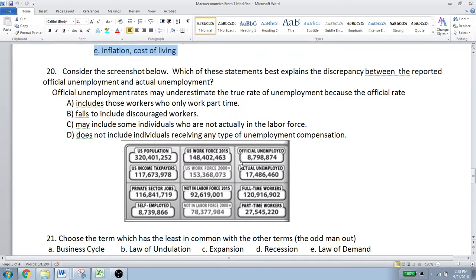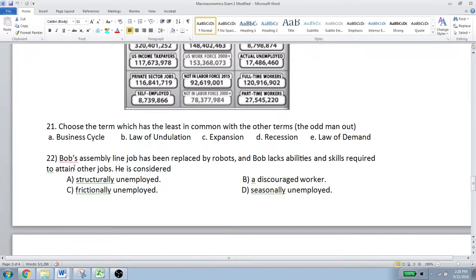And why is that? Well, the actually unemployed include people that are discouraged and have given up looking, people that are underemployed, and people that are looking for jobs but also qualify officially as institutionalized. Let's say they're going to college. There's lots of people that are really unemployed that would love to have a job, and they don't count as officially unemployed. So it fails to include discouraged workers as an acceptable answer. B for 20.